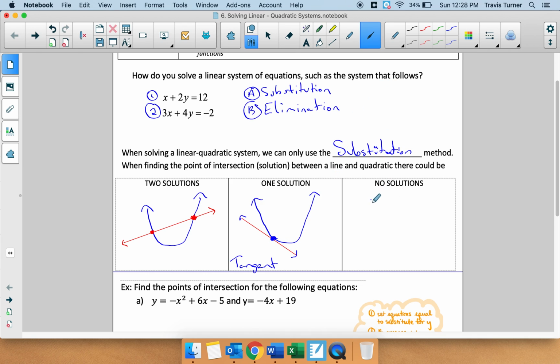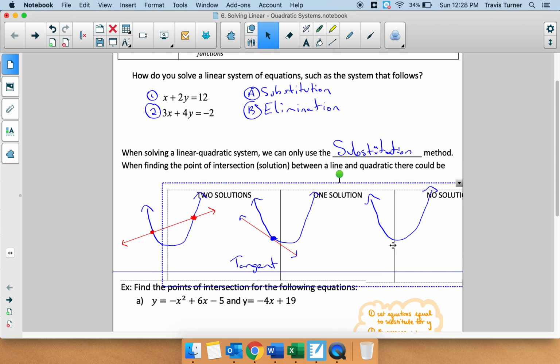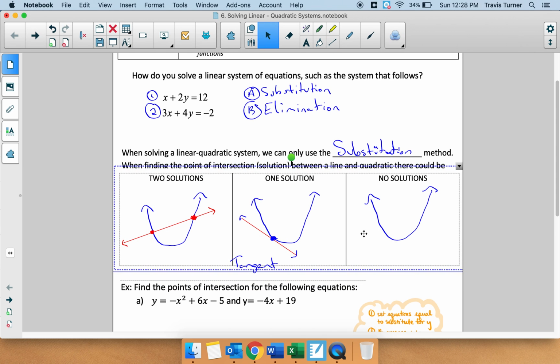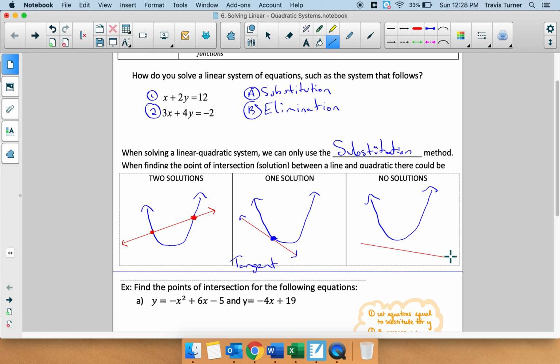And then there's, of course, this possibility where you have no solutions, and so the line is just below it, like this.